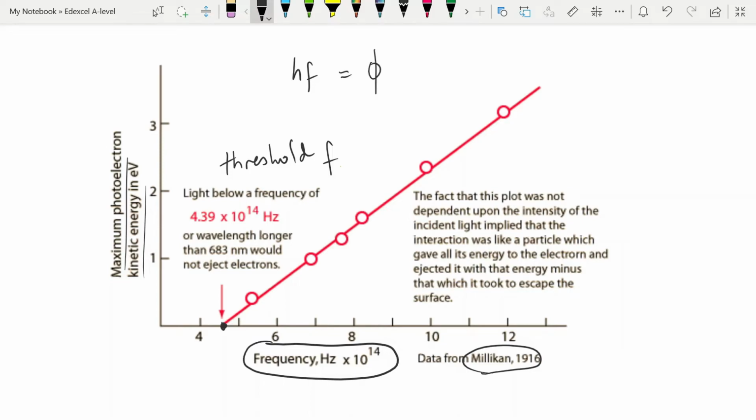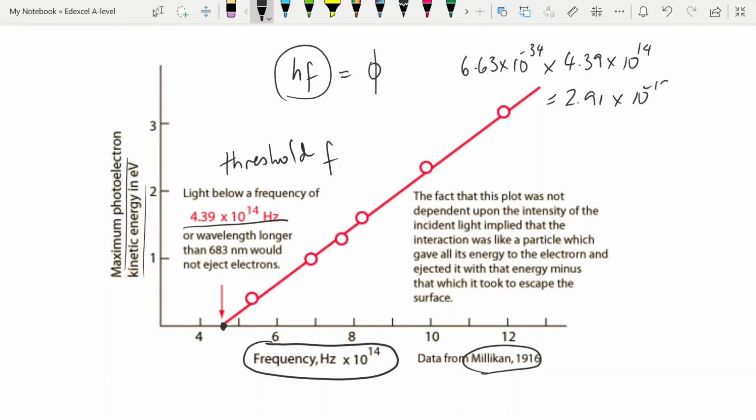And because we know that photons with that threshold frequency will be equal to the work function, we can use that threshold frequency to find out how much the work function is. This is a cathode of sodium, so if we do a calculation of hf, put in Planck's constant, 6.63 times 10 to the minus 34, and this number that we have here for the threshold frequency, we get a value of 2.91 times 10 to the minus 19 joules, which we can turn into electron volts by dividing by 1.6 times 10 to the minus 19, and we get 1.82 electron volts.